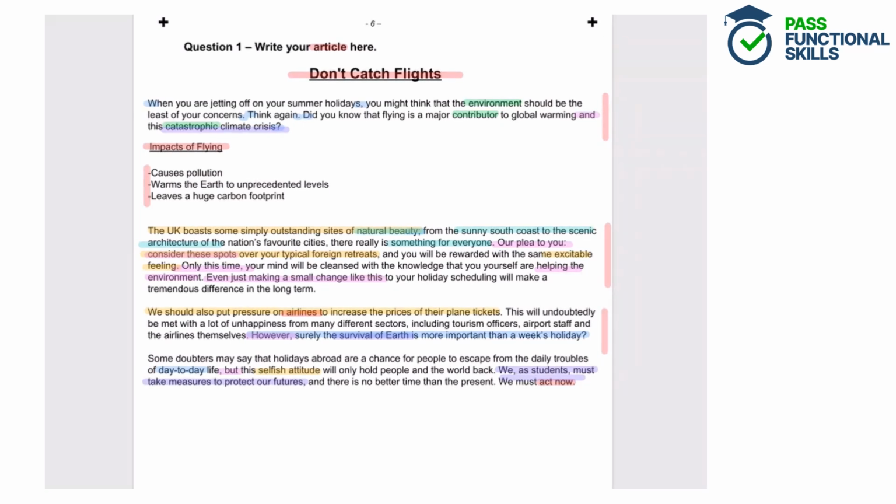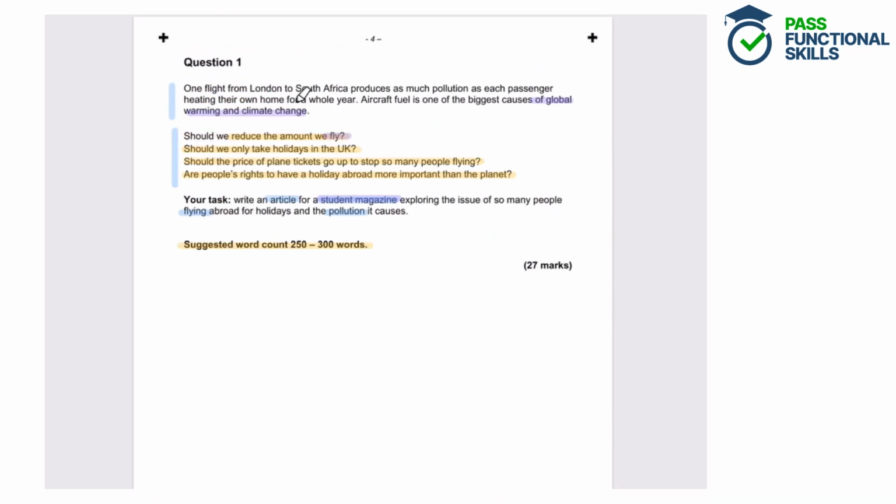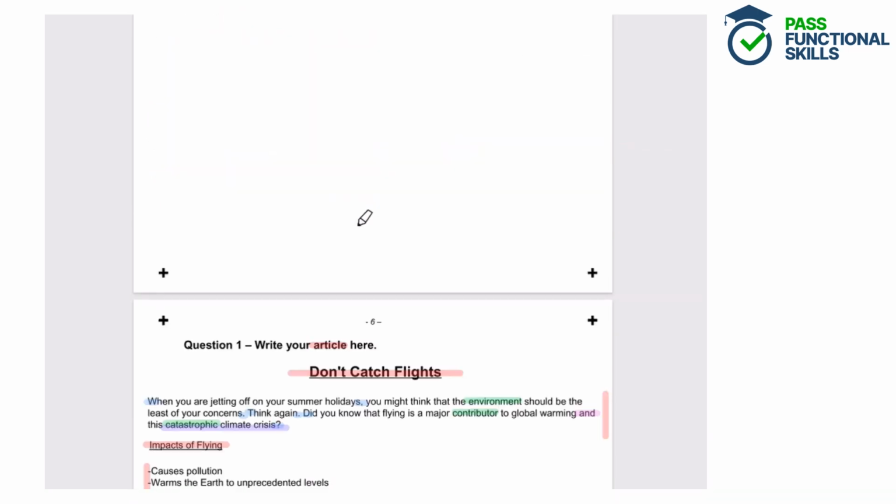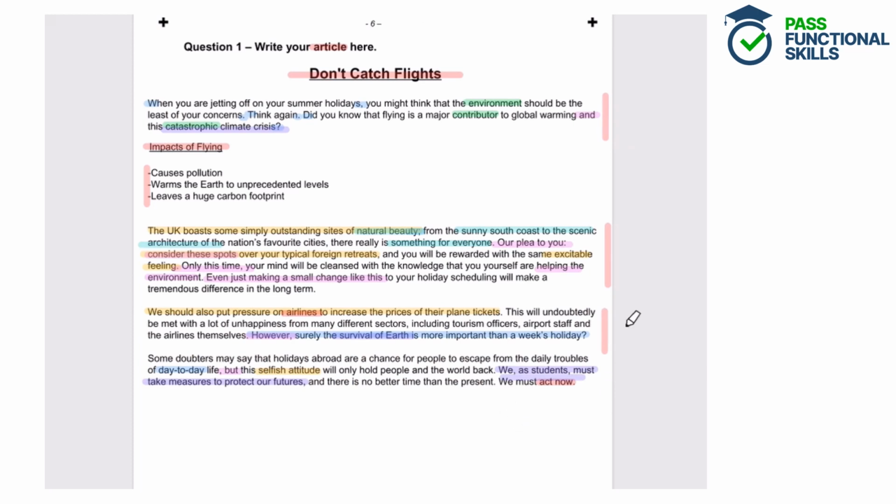So overall, this is a really effective answer because it addresses all of the points raised by the question. The answer makes sense and it flows effectively. We've got correct formatting used for an article, and paragraphs are used effectively as well, with paragraphs linking really well and joining on to one another.